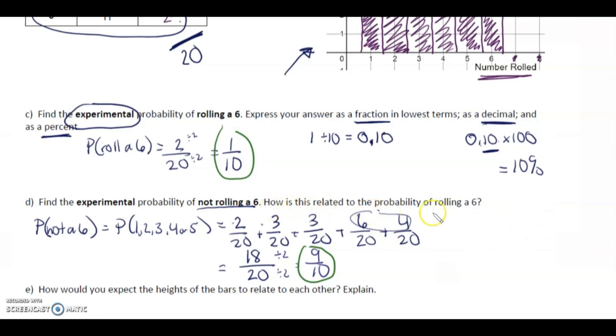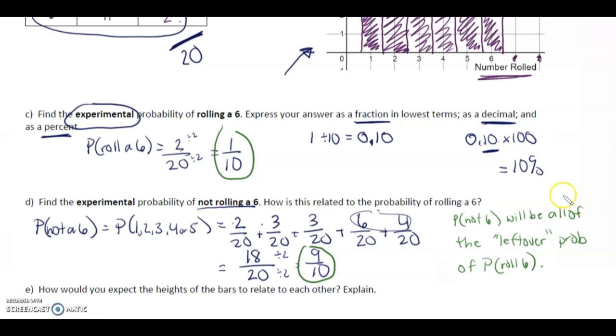Okay, how is it related to the probability of rolling a 6? Essentially what's going to happen is the probability of not a 6 is going to be all of the leftover probability of not rolling a 6. So let's go, probability of not 6 will be all of the, and we can call it leftover probability of the probability of rolling a 6.